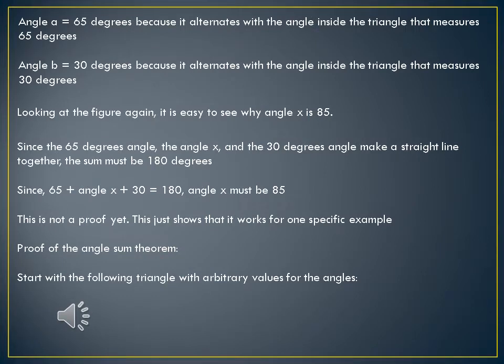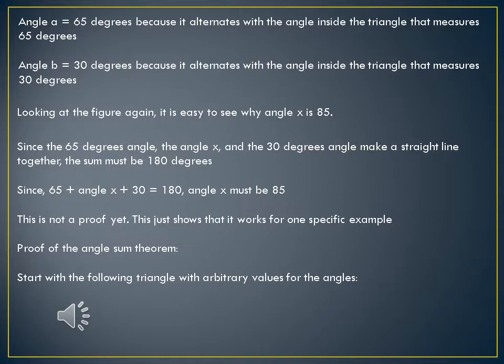Angle A equals 65 degrees because it alternates with the angle inside the triangle that measures 65 degrees. Angle B equals 30 degrees because it alternates with the angle inside the triangle that measures 30 degrees. Looking at the figure again, it is easy to see why angle X is 85. Since the 65 degrees angle, the angle X, and the 30 degrees angle make a straight line together, the sum must be 180 degrees. Since 65 plus angle X plus 30 equals 180, angle X must be 85.